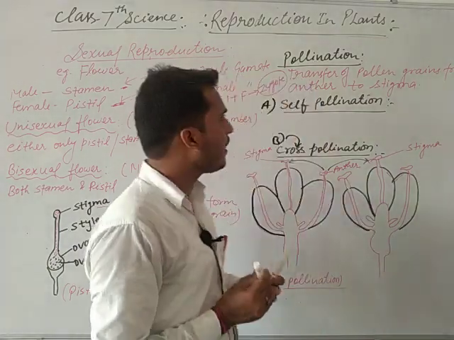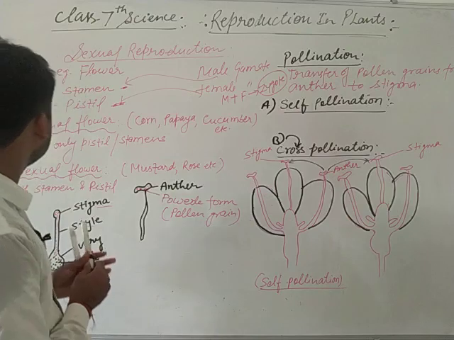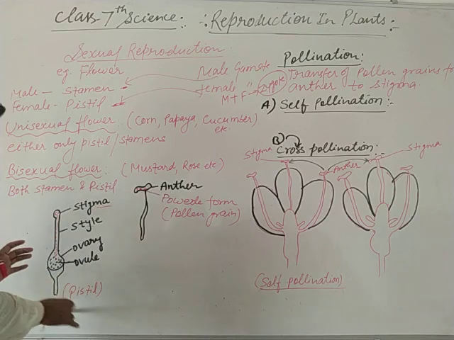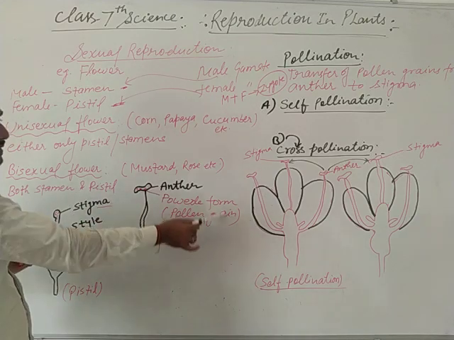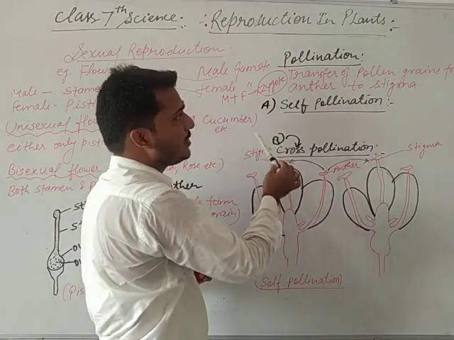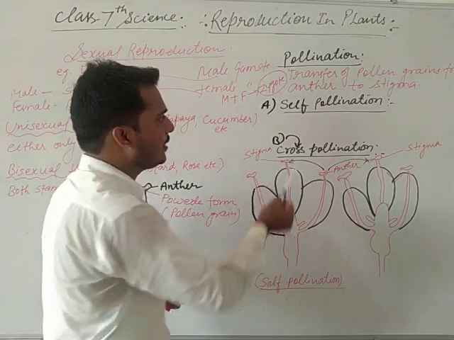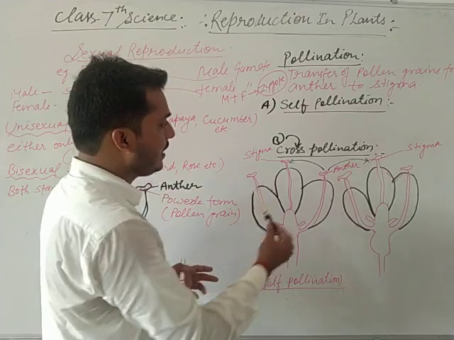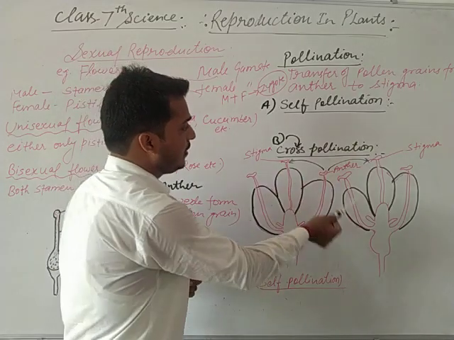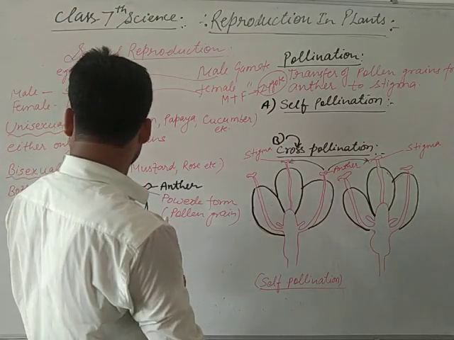So that is about sexual reproduction. Some portions discussed here: male portion, female portion, unisexual flower, bisexual flower, the structure of the pistil, the female portion, and the anther, the male portion. I also discussed pollination, the transfer of pollen grain from anther to stigma. From anther to stigma on the same flower is called self pollination. If it is another flower, or the same flower but having only one reproductive part, the transfer is called cross pollination. So this is all about pollination and sexual reproduction.